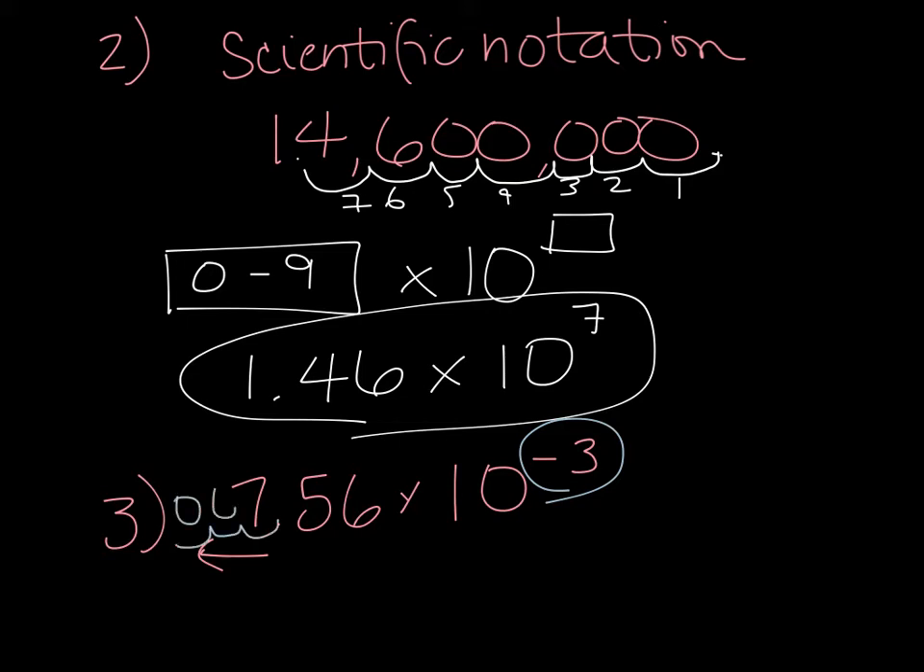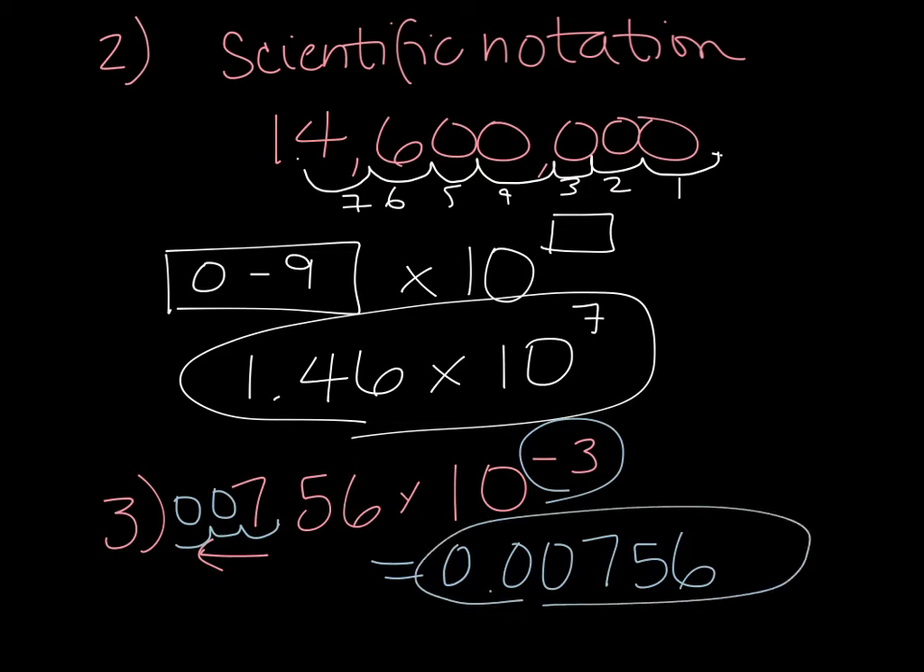I'm going to add the zeros. So in standard form, my new number is 0, 0, 7, 5, 6. It's a point right there. And we're going to put a 0 in front of it just to show that there's a dot there. And this is my standard form of that scientific notation.